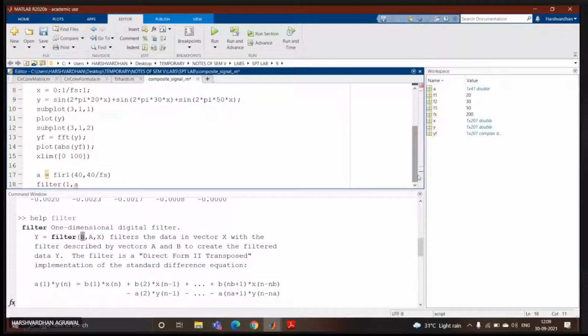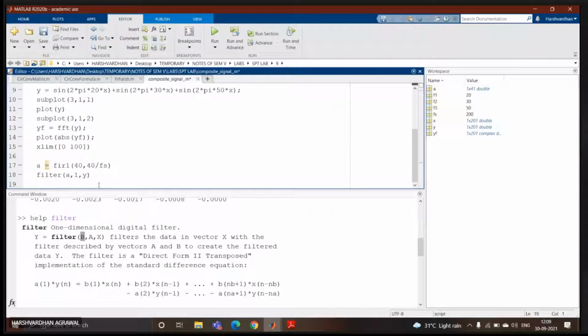No. In the filter command, that is B, A, X. So B is nothing but the coefficients of the numerator of the FIR, and A is the coefficients of the denominator. So in an FIR case, the denominator is 1. Yes, sir. Okay, so you have to keep 1. Then first you need to mention B, then 1, then the composite signal Y.